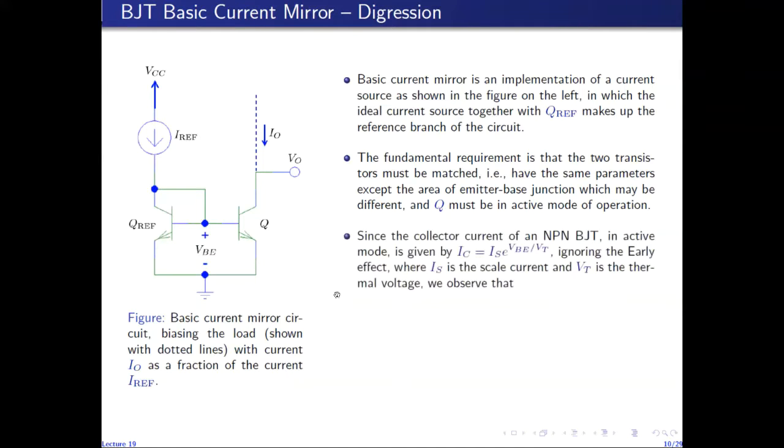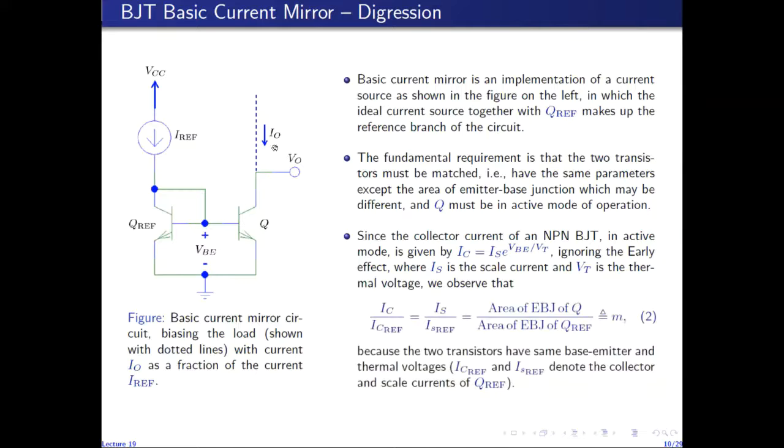So we know that the collector current of an NPN BJT in active mode, if we ignore for simplicity the early effect, is given by this relation. So the collector current IC has an exponential dependence on VBE, and it remains constant irrespective of what VCE is, under the assumption that the early voltage is infinity. That is, we are ignoring the early voltage.